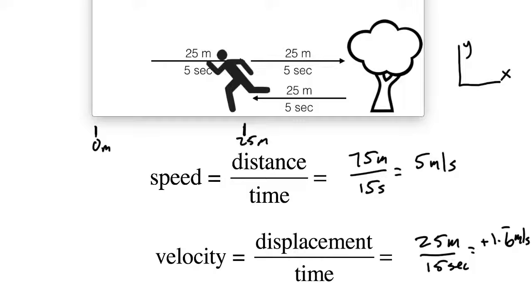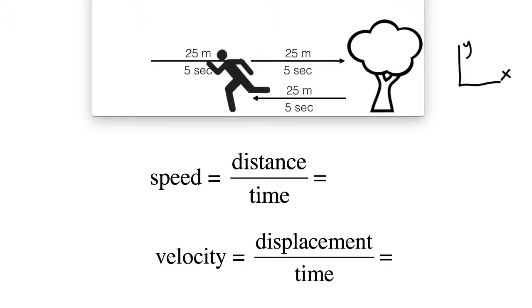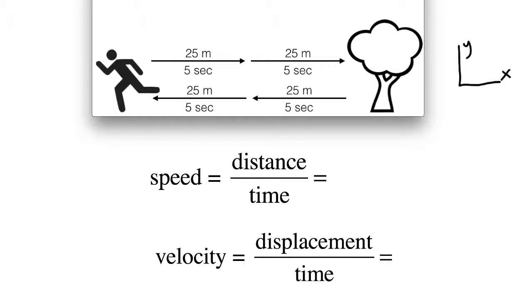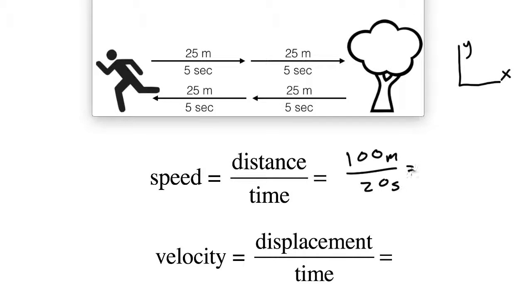Now let's say that the man gets all the way back to where he started from, and when he goes back to where he started from, he goes another 25 meters, and it takes him 5 seconds to do that in. So let's do his speed. His speed is just how far did he travel? Well, he traveled a total distance of 100 meters, and he does that in 20 seconds. So his speed is still just going to be 5 meters per second because it was constant throughout this entire trip. That's why this 5 never changed.